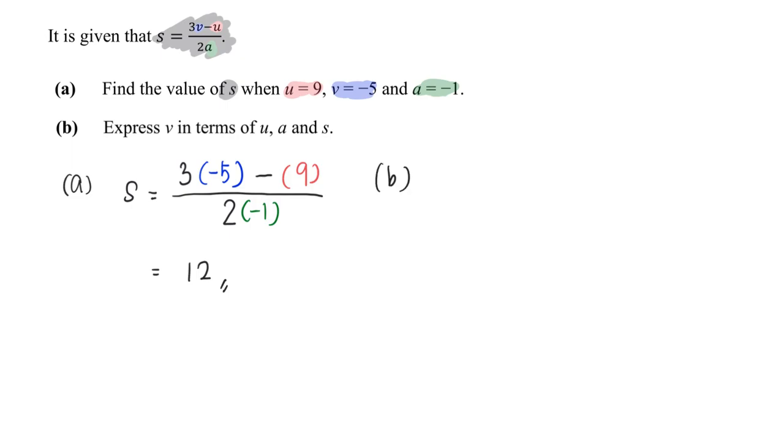For part B, now they would want the v to be expressed in terms of u, a, and s. And so, this means that the final answer, they will want to see v equals to something. So starting with this original expression, then I am going to multiply 2a on both sides, such that the next expression you will see 2a, of course they have my s, equals to 3v minus u.